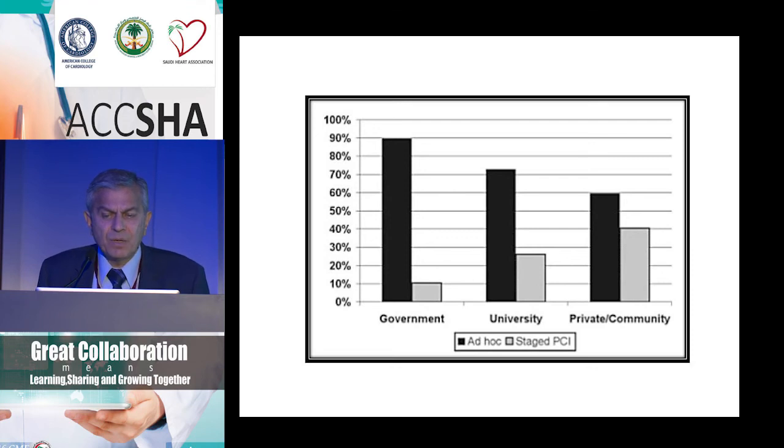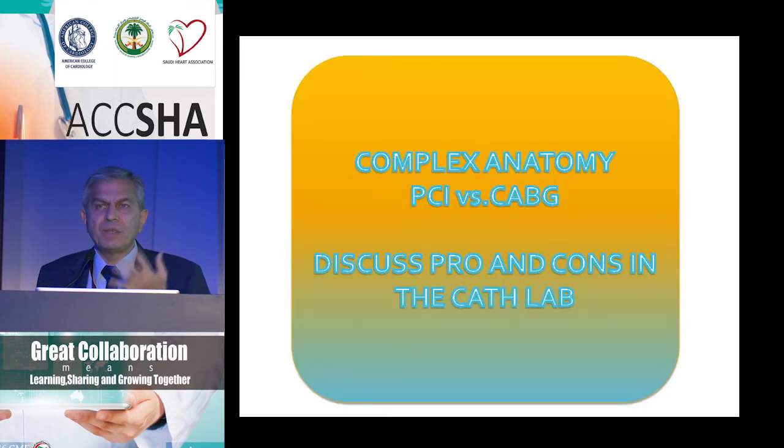Now, I'll tell you what I normally do when I face a patient on the table with complex anatomy, and I want to start the discussion with the patient. I typically talk to the patient about the options of PCI versus CABG. And if the patient is still confused, I always hold in my pocket the picture of our surgeon and show it to the patient, to help the patient make a decision.